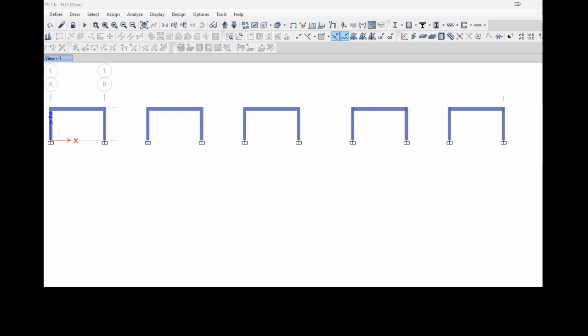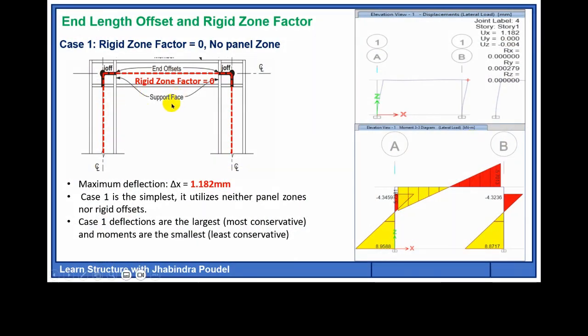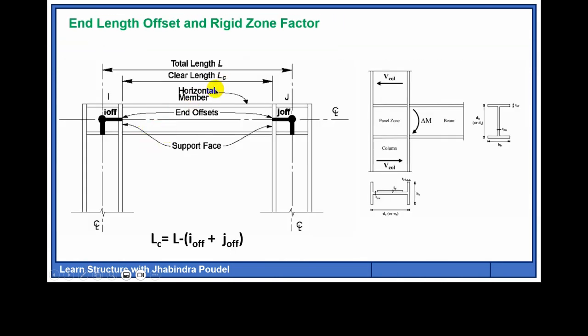And we may specify a rigid zone factor for each element using a parameter called rigid, which gives the fraction of each end offset that is assumed to be rigid for bending and shear deformation. The length of rigid offset starting from node I is assumed to be rigid, and similarly from node J, that is also assumed to be rigid. And the length LC is the flexible length for the case of the rigid zone factor.